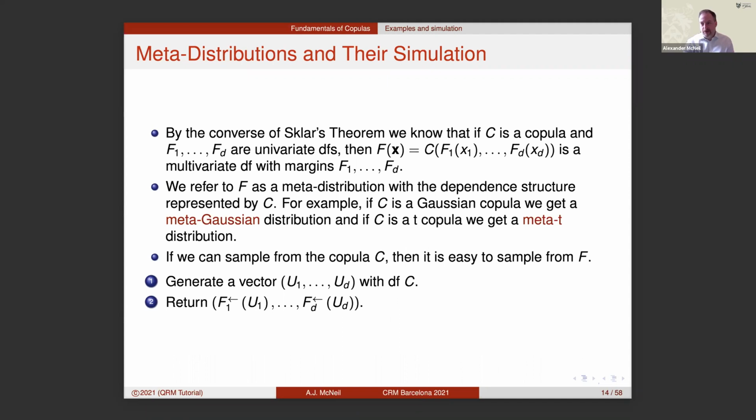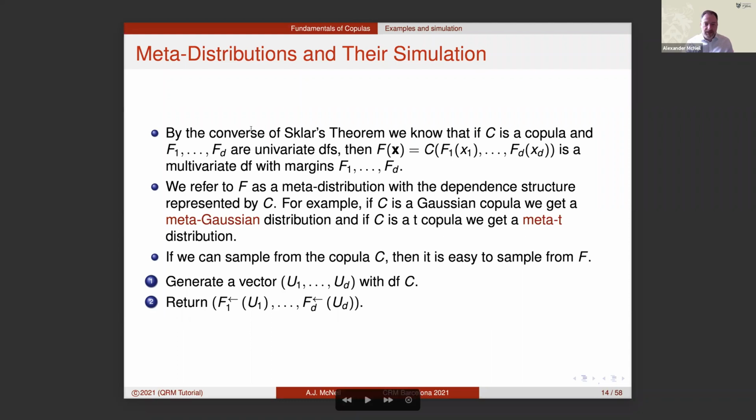The converse of Sklar's theorem is used all the time to build models with desired margins. So if we have a copula C, and if we take any collection of univariate distribution functions, and if we put the F's together using the C, and we call that F, then F is a multivariate distribution with margins F1 to Fd. And we often refer to F as a meta distribution with the dependent structure represented by C and with whatever margins we choose to use. So for example, if C is a Gaussian copula, we get what's sometimes called a meta-Gaussian distribution. If C is a T copula, it's a meta-T distribution.